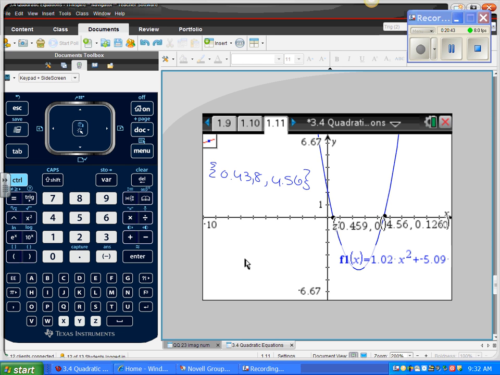Your homework is pages 16 and 17 in your packet tonight. Please make sure you do it, solving these equations. If it says to do it graphically, do it graphically. If it says algebraically, do it algebraically. Got it? Okay, thanks, guys.